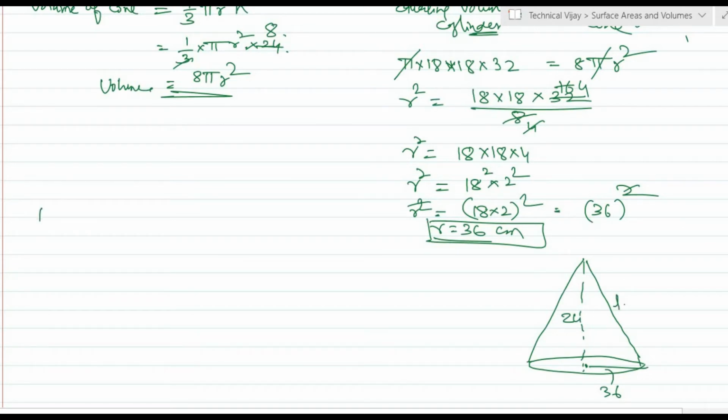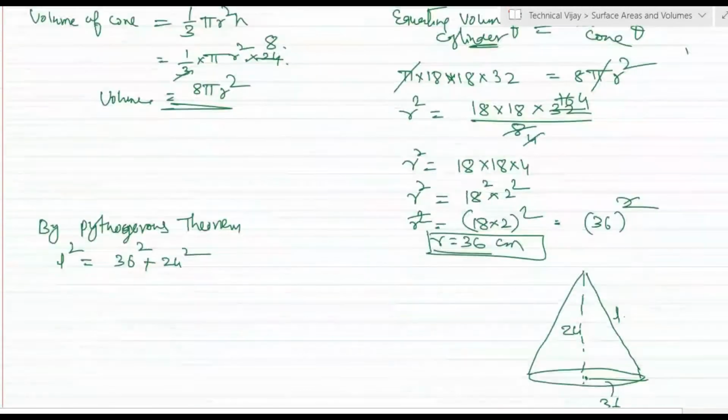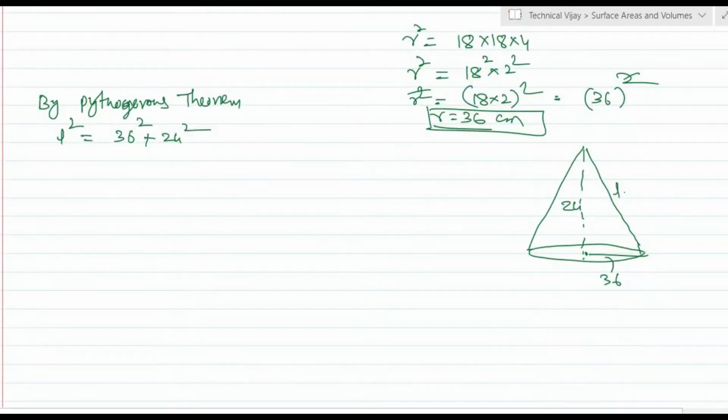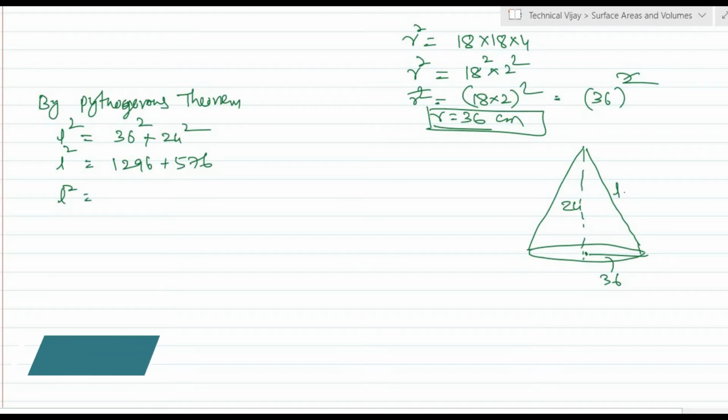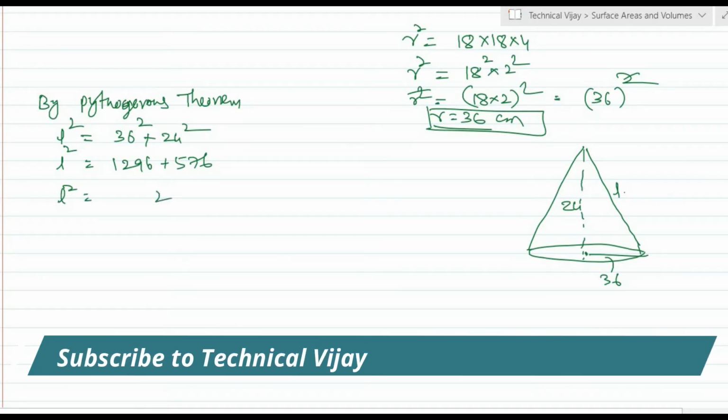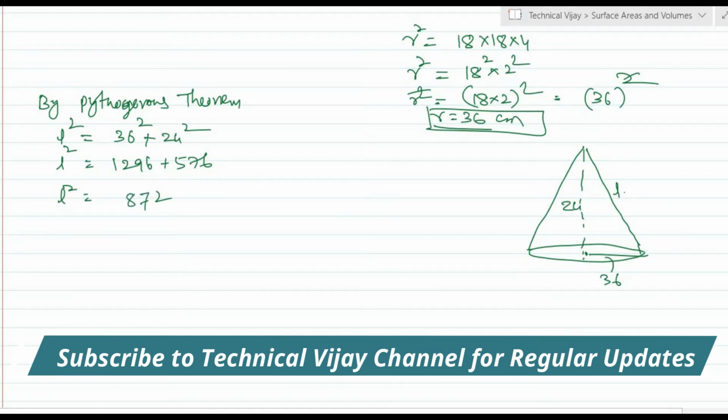So by Pythagoras theorem, hypotenuse square, that is L square, is equal to base square, that is 36 square, plus height square, that is 24 square. So L square is equal to 1296 plus 576. On addition, L square is equal to 1872.